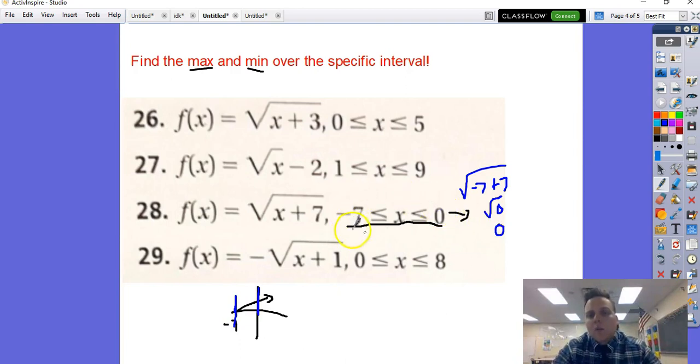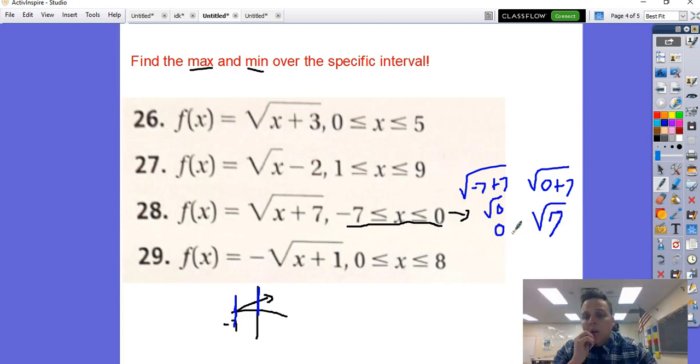Now, out of all of these, which one of these x values is going to produce the highest y value? An x value of 0. So I can plug in 0, so I would get the square root of 0 plus 7, and I would get the square root of 7. Now, I can't break down the square root of 7, so I'm just going to leave it as the square root of 7. And there you go.